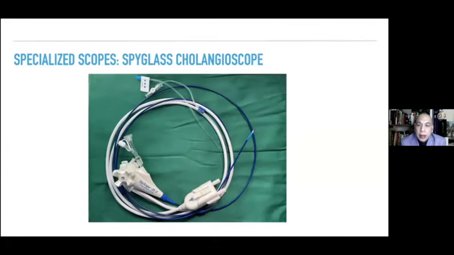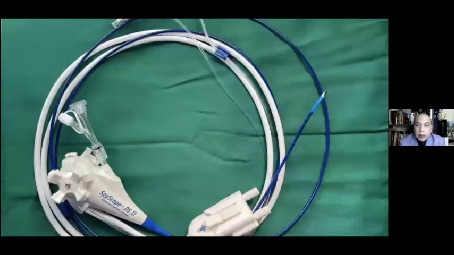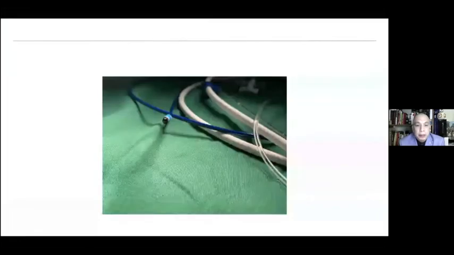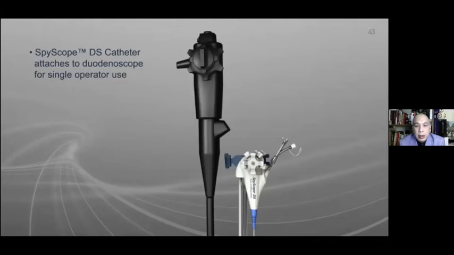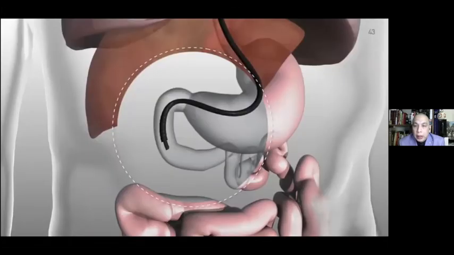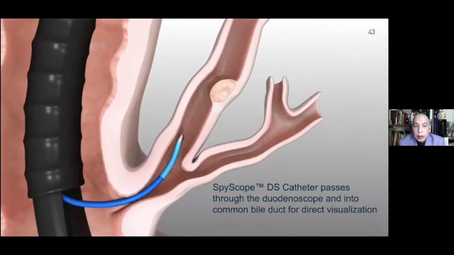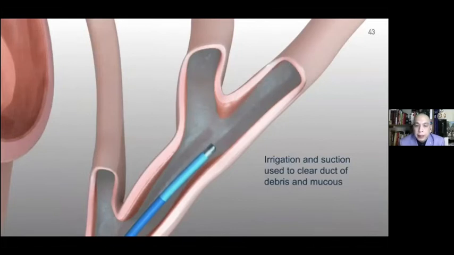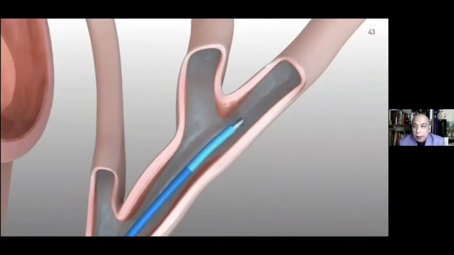We use this SpyGlass cholangioscope. It has ports for water jets and a small port for laser, wherein we put it out for laser leakage. Just an animation on how a Spy system or Spy scope would look like. You put in the Spy scope through your duodenoscope and then be able to visualize the biliary tree. It can be done to do some diagnostic evaluation or be able to do some stone lithotripsy with the help of a holmium laser.